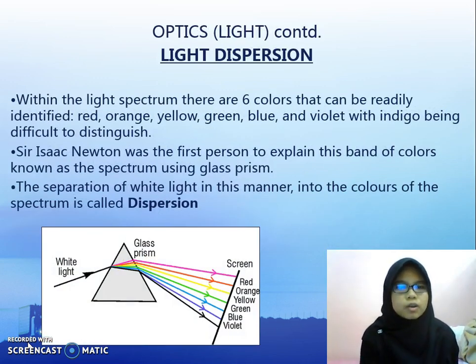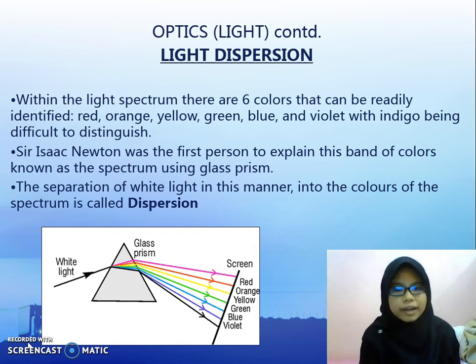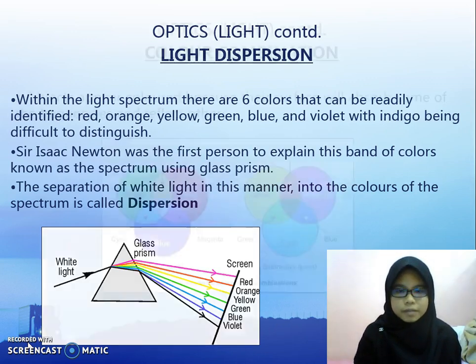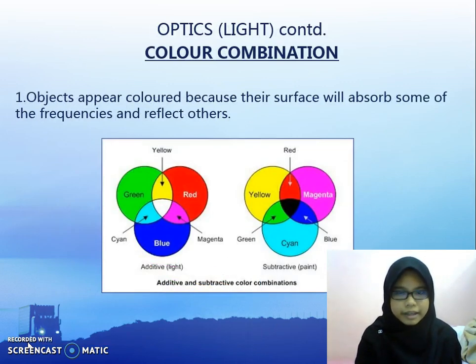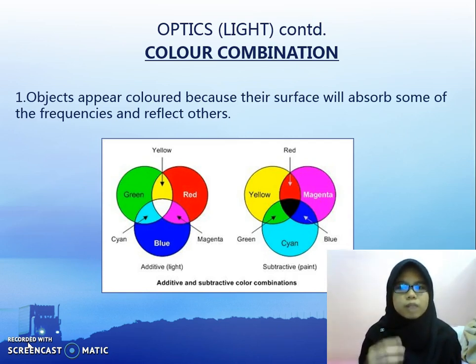Light dispersion. Within the light spectrum, there are 6 colors that can be readily identified, which are red, orange, yellow, green, blue, and violet, with indigo. Sir Isaac Newton was the first person to explain this band of color. The separation of white light in this manner into the colors of the spectrum is called dispersion. Then, color combination. Objects appear colored because their surface will absorb some of the frequencies and reflect color.